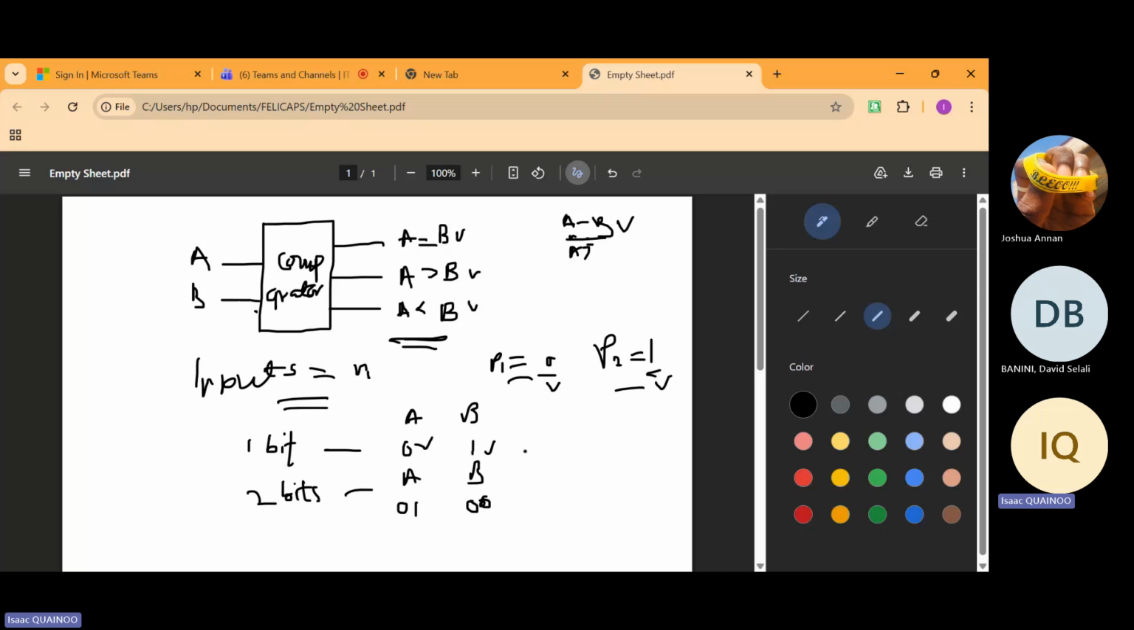But if you are given, let's say, P1 equals 0, 1, and P2 equals 1, 0, this is entirely different because the inputs are 2 bits. You have 1 bit here, another bit here, so 2 bits in total. For this, which type of comparator do you think we are going to need? Can someone help us?